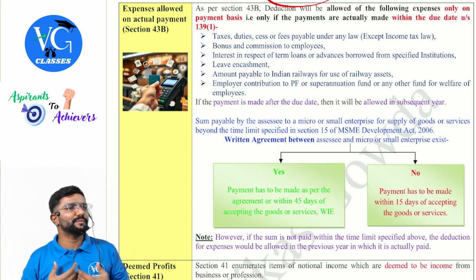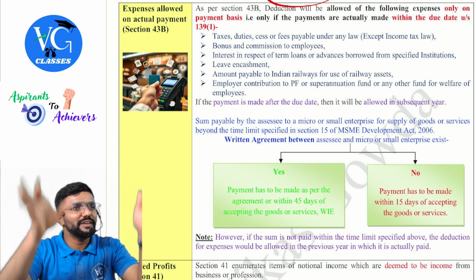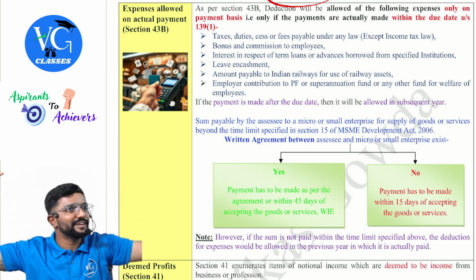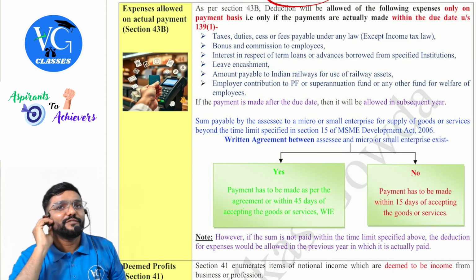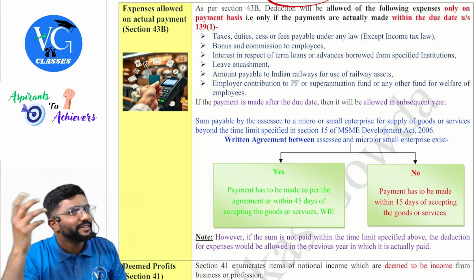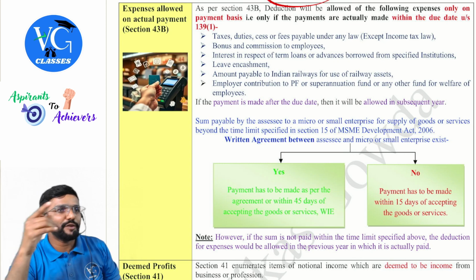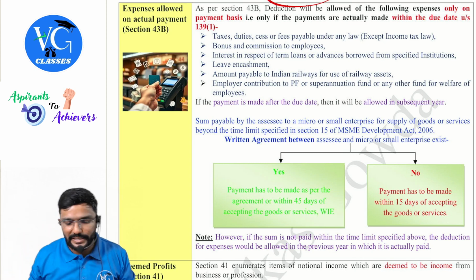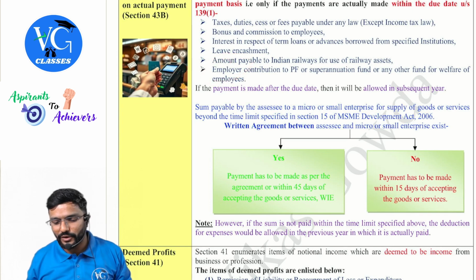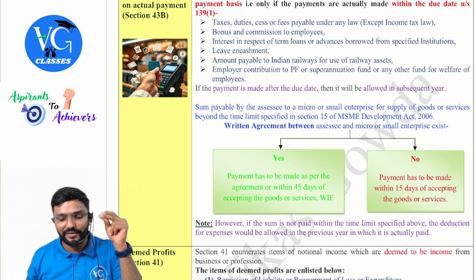Now assume I am a producer company. We are shooting one film on the railway platform or on a running train, like the Chaiyya Chaiyya song you have seen. Sir, for that, will the production company pay to the Indian Railways? Yes. They can claim it as an expenditure only if they have paid it within the due date of filing the returns. Next, employer contribution to PF or superannuation fund or any other fund for welfare of employees.